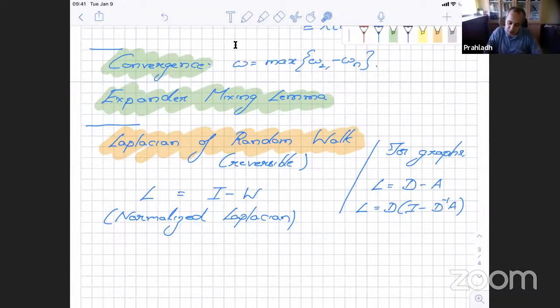Usually, for a random walk, this is called the Laplacian. For a graph, this is called the Laplacian. There is a slight difference, because in one case you have to take out D, in the other case you don't. You should go by each textbook's own convention. For the purpose of random walks, I'm going to call this the Laplacian of the random walk.